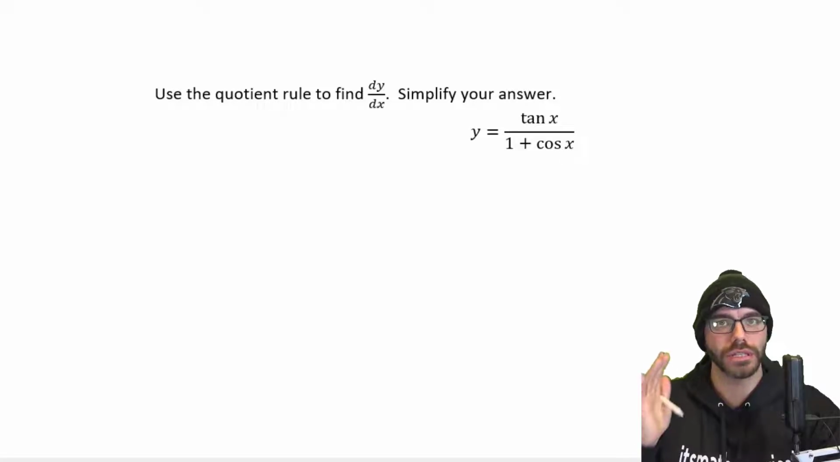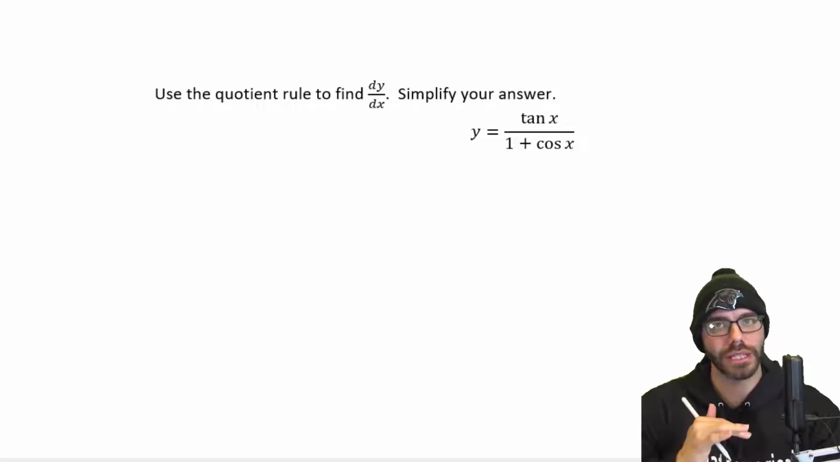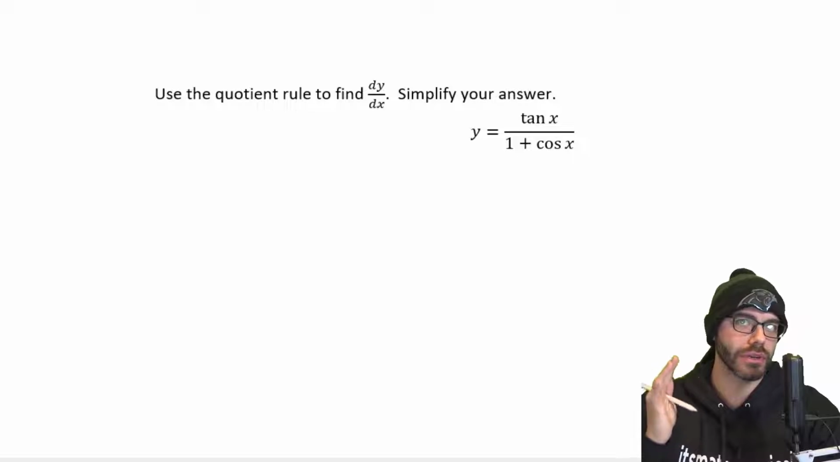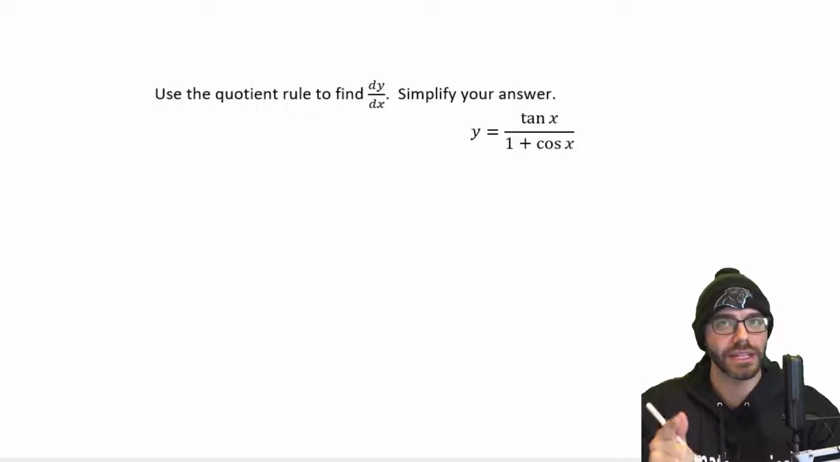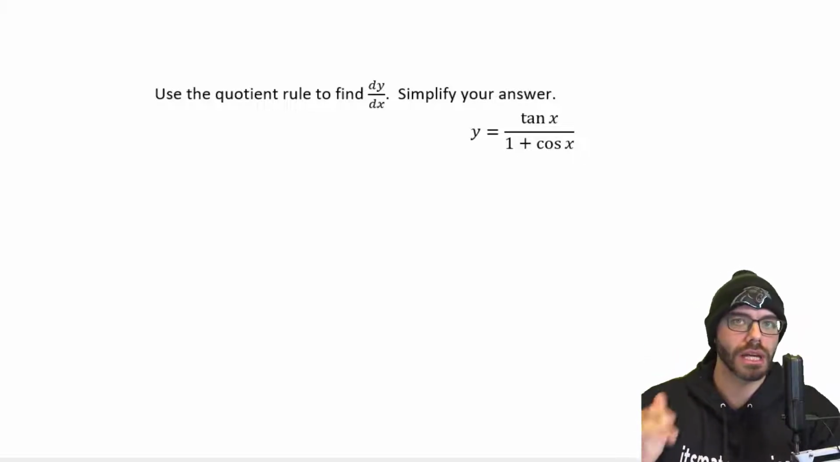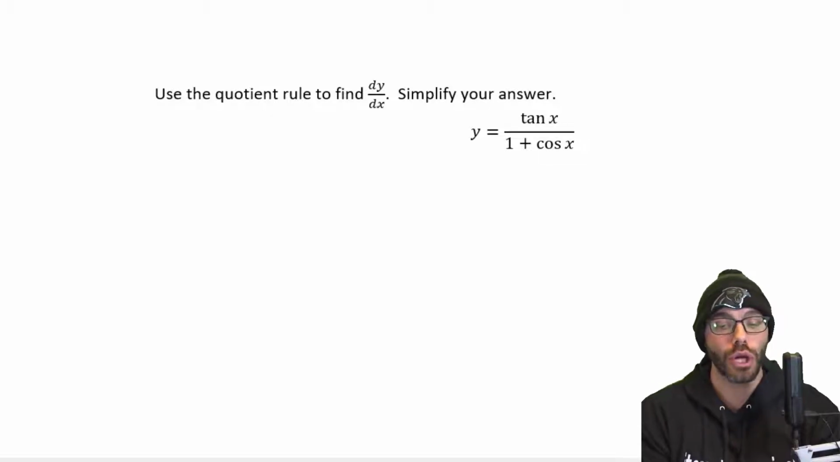All right, the question says, use the quotient rule to find dy/dx. Simplify your answer. The function is y equals tangent x over 1 plus cosine x. So let's first review the quotient rule.